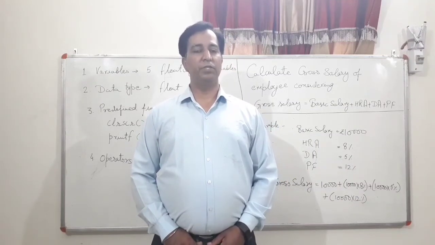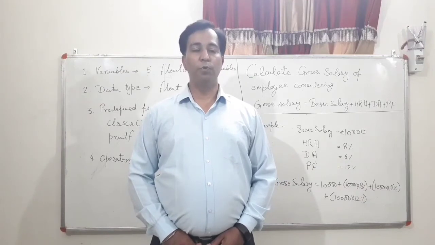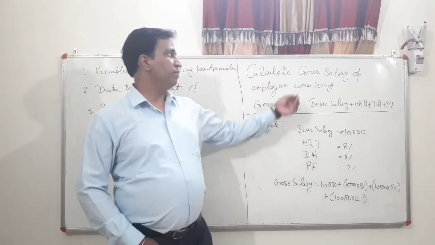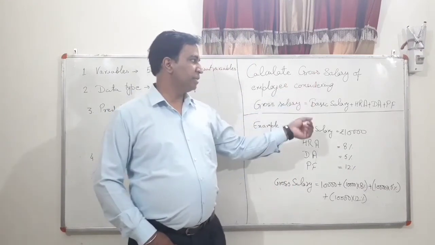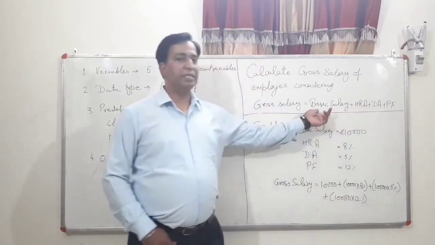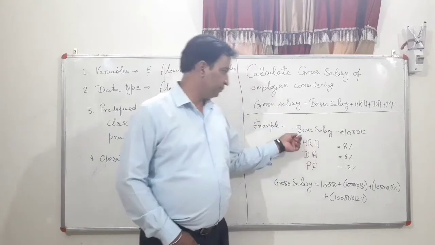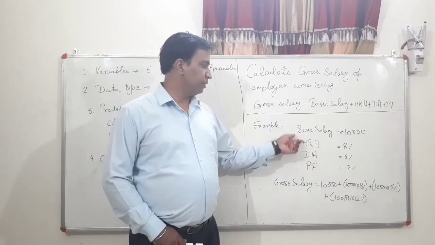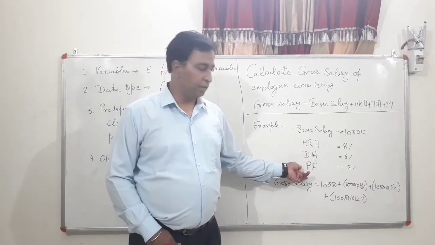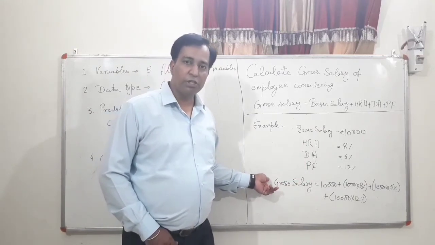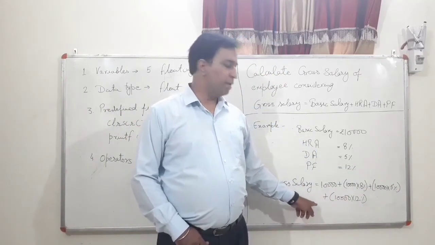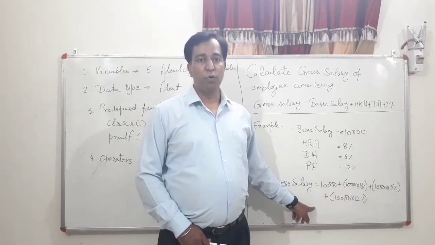I welcome you all in this video in which we are going to see one more program of programming language C. In this program we are going to see how can we calculate gross salary on the basis of HRA, DA and PF, which is calculated on basic salary. Now for example, if basic salary is 10,000, HRA is 8%, DA is 5% and PF is 12%, then how can we calculate gross salary on the basis of this formula? How can we imply this formula in our C program?